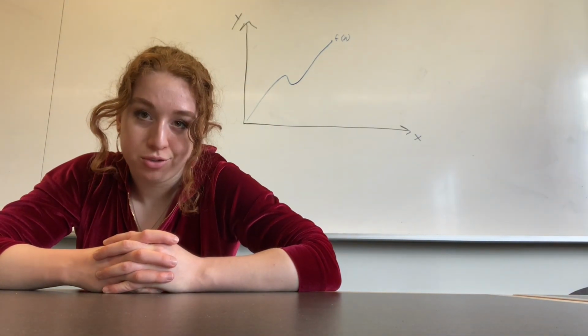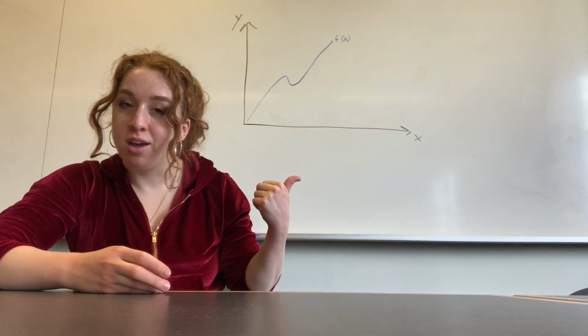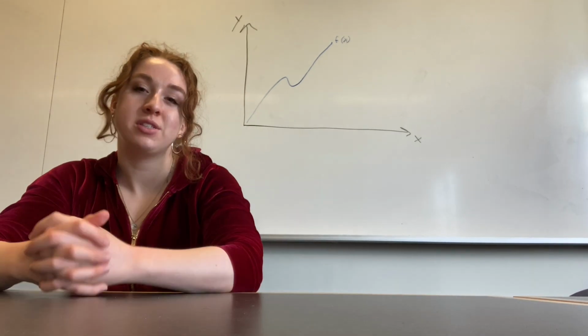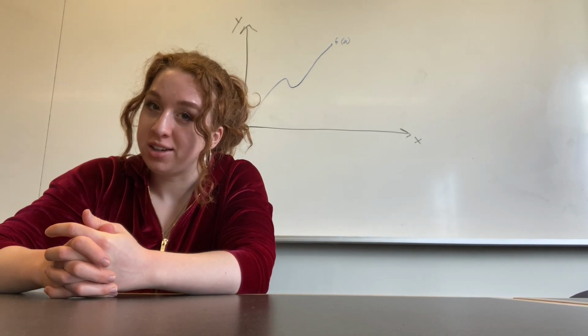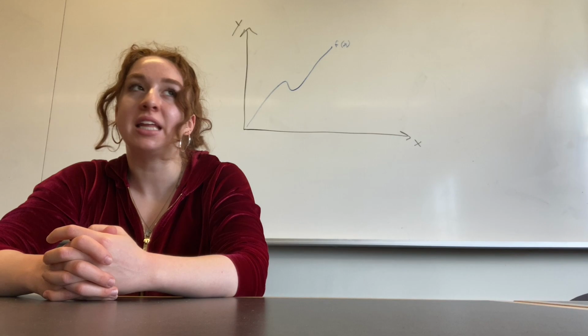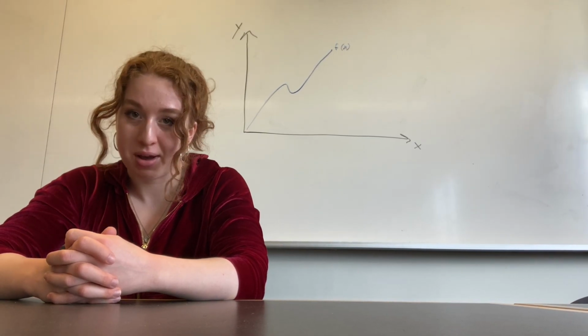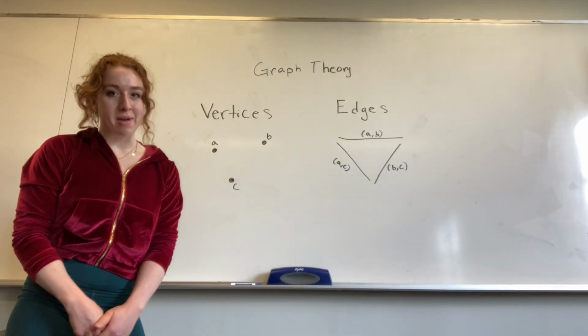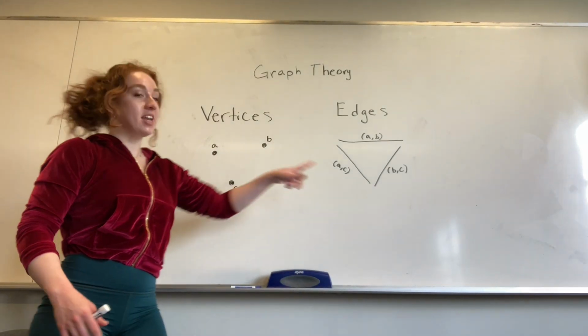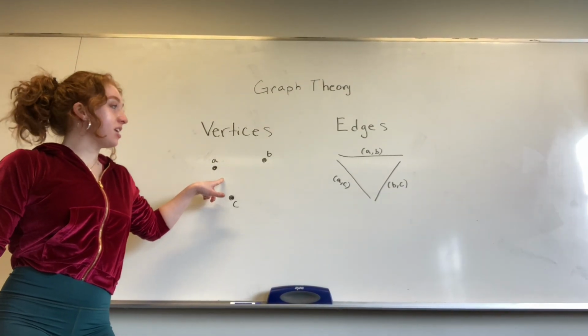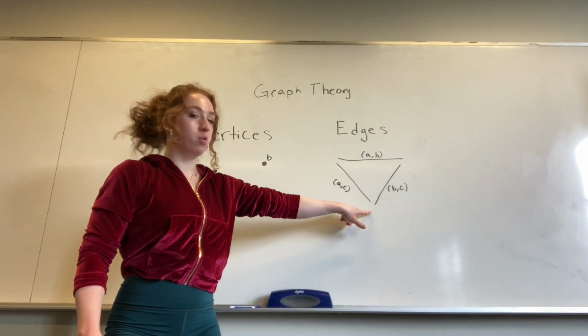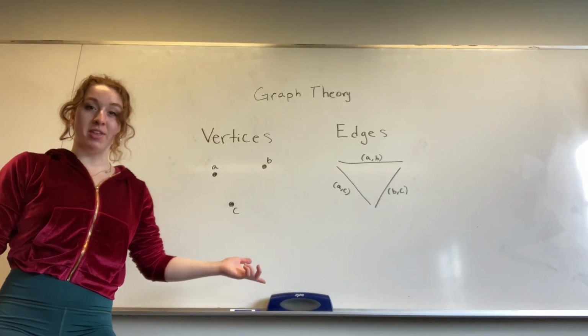When you think of a graph, you probably think of the thing behind me, a plot of x versus y values. However, in discrete mathematics, graph theory studies something completely different and much more exciting, in my opinion. A graph in discrete mathematics is a set of vertices and edges. Vertices are points, and edges are connections between those points. So a graph may look something like this.